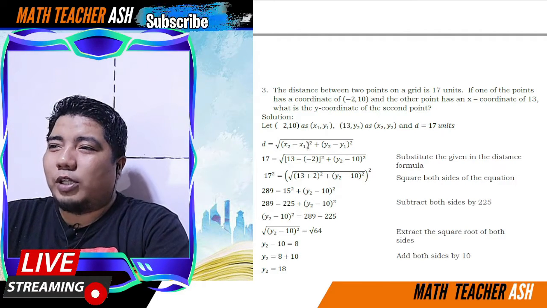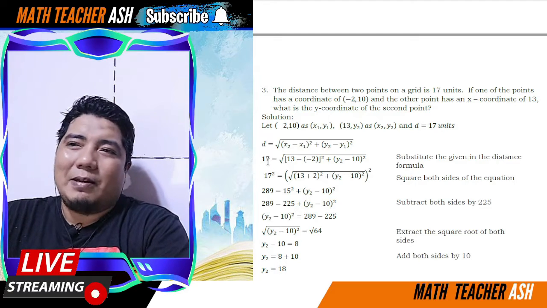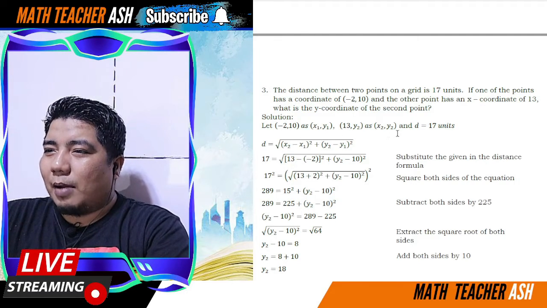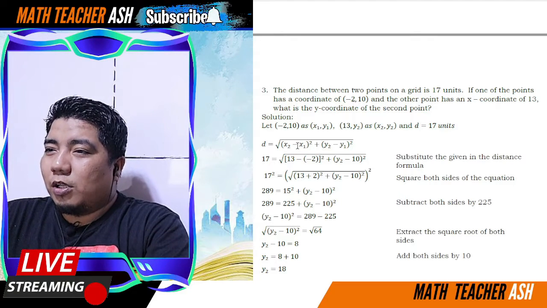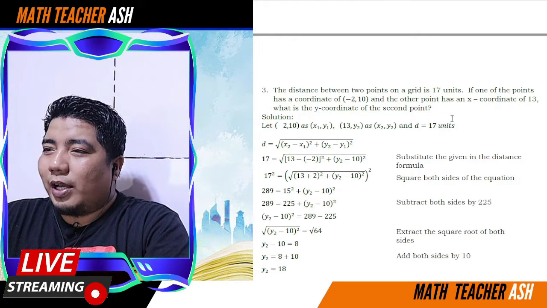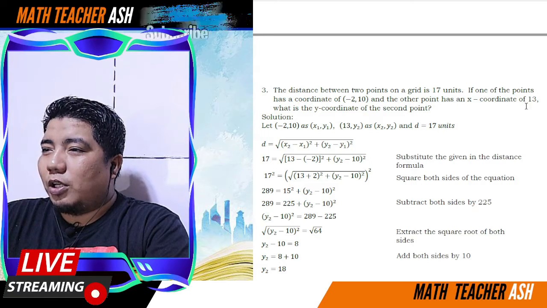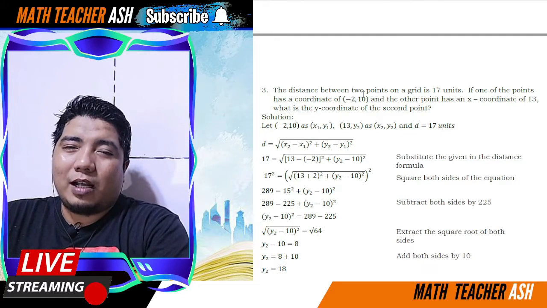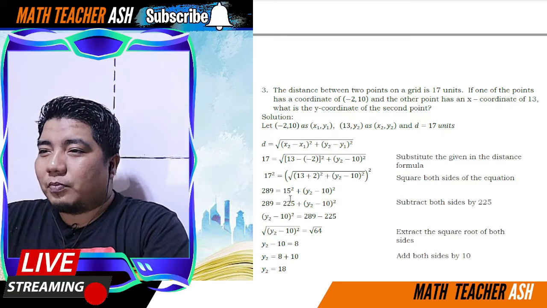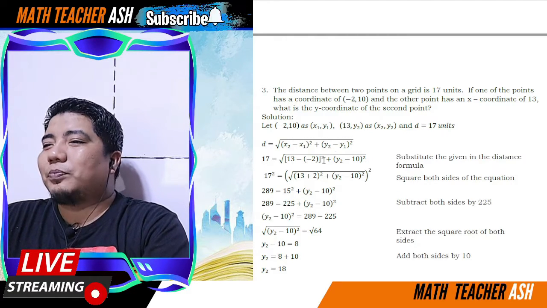Okay, so our D, that is 17 units kasi the distance is already given. Distance between 2 points, 17. So, ayan, 17. Then the square root, okay, copy. So, x sub 2 minus x sub 1. So, pangalawang x minus sa unang x. So, pangalawang x is 13 minus -2. Ayan. So, 13 minus -2, that will become 15. At ito na yon. Okay.